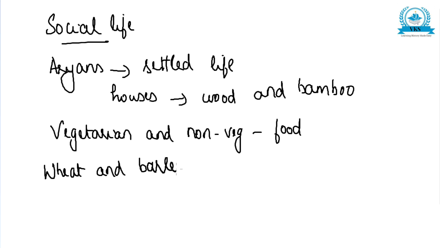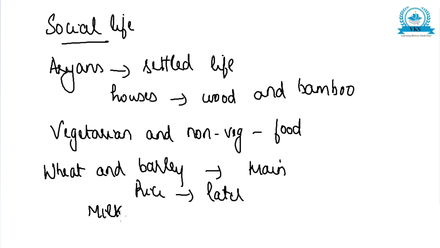Wheat and barley were probably the principal food grains, the main food grains, and rice was introduced later. They also used milk and milk products like milk, butter, ghee, curd. All these things were used by them.